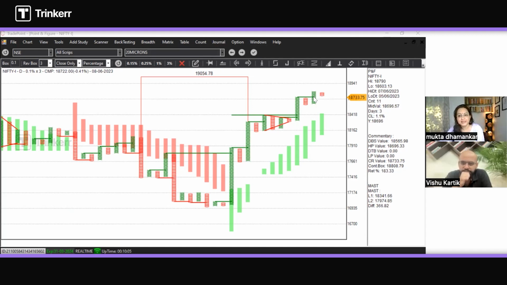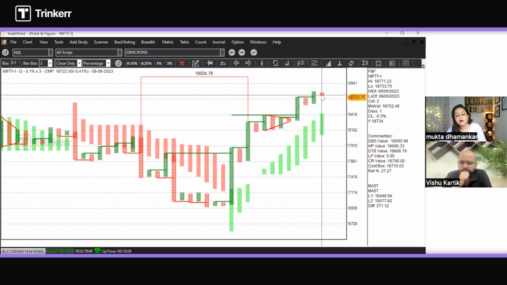Here, when I'm pointing at this particular column, you can see on the right hand side commentary, I get the high and the low dates also. The low started on the 5th of June when the prices flipped from column of O to column of X, and from column of X today they have flipped into column of O because the price corrected by 0.3%. In the commentary box you can see CR written, that is column reversal.